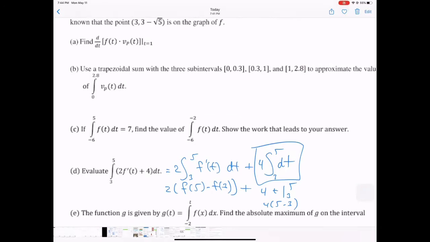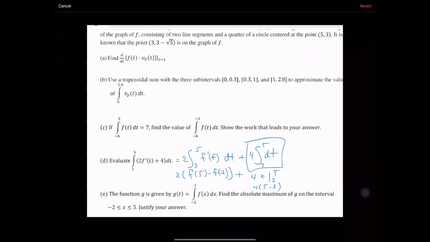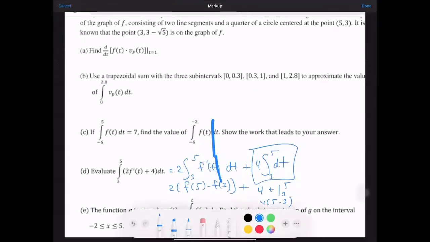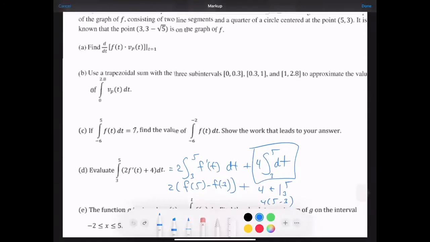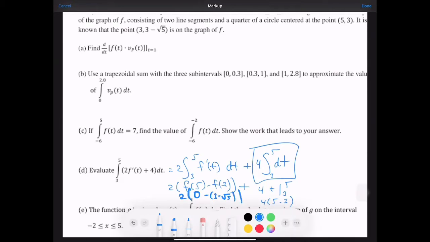So we said f of 5 was 0. Okay. We said f of 5 was 0. And then f of 3, they told us, was 3 minus like square root of something. Oh, it's right there. Square root of 5. I can see it. 2. What's that?